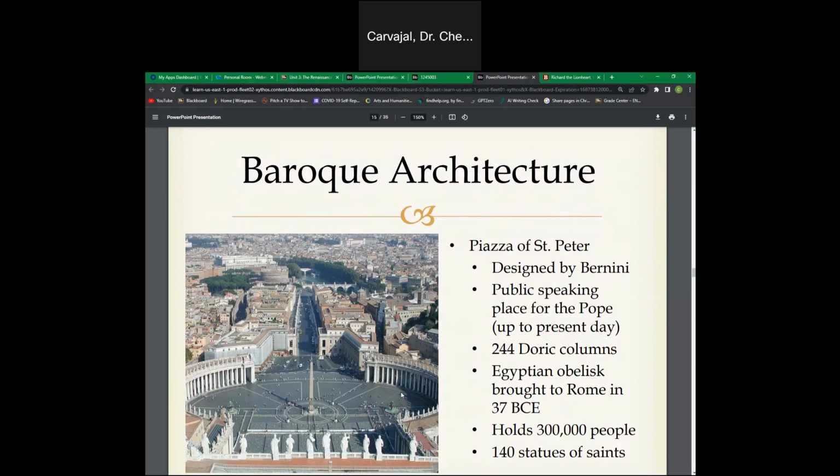Now, there are little statues. They're actually not that little. They're a little bigger than human size, but you can see the statues up at the rooftop here. There are statues all along the roof line, all the way around the piazza. So those aren't just little markers. Those are full size or slightly bigger statues of saints that are part of the Catholic Church. And there are a total of 140 statues.